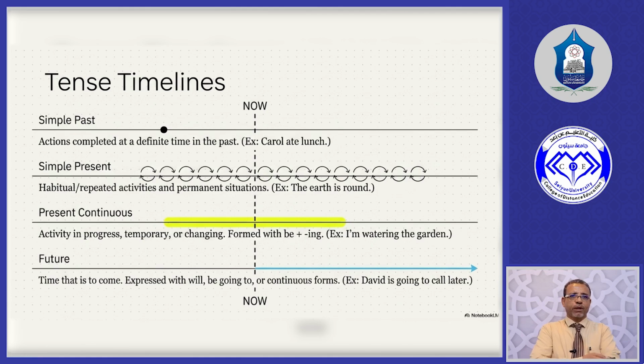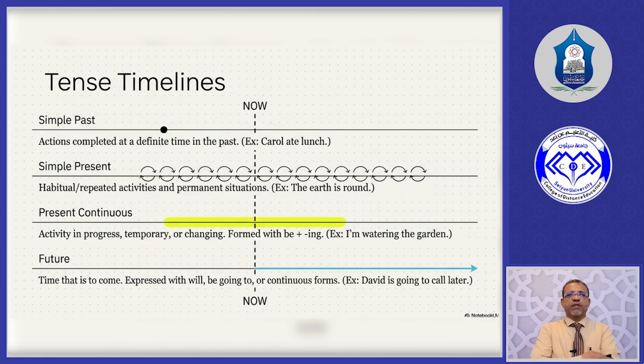Present simple, we talk about something that goes on now. We talk about habits, repeated activities, and permanent situations. The earth is round. Fact. Okay. Also, when we talk about, may Allah protect us, bad habits. My dad smokes. Okay. My brother or my friend chews gum. Okay. All these talk about what? The bad habits. Some others talk about good habits. Okay. My grandfather cleans the mosque, for example.